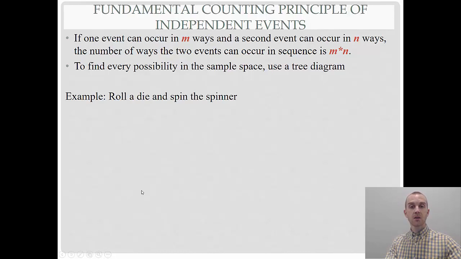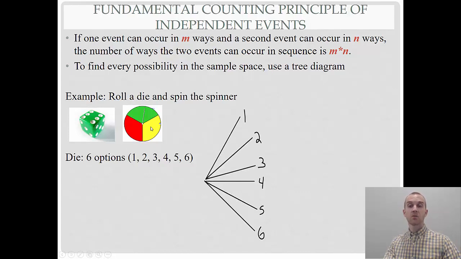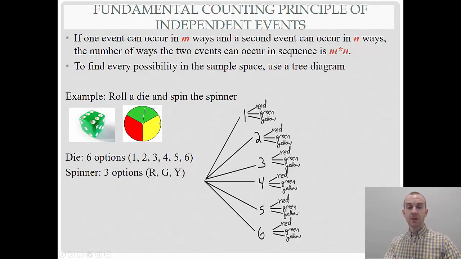So let's go back to our die and our spinner. If I roll a die, I have 6 options. I could roll a 1, a 2, a 3, a 4, a 5, or a 6. And with this spinner, I have 3 options. I could be red, green, or yellow. So each of these outcomes has the option of them being red, green, or yellow. Now I can look and say, how many total outcomes do I have? If I count the 1 red, 1 green, 1 yellow, 2 red, green, yellow, and keep going, there's 18 total.